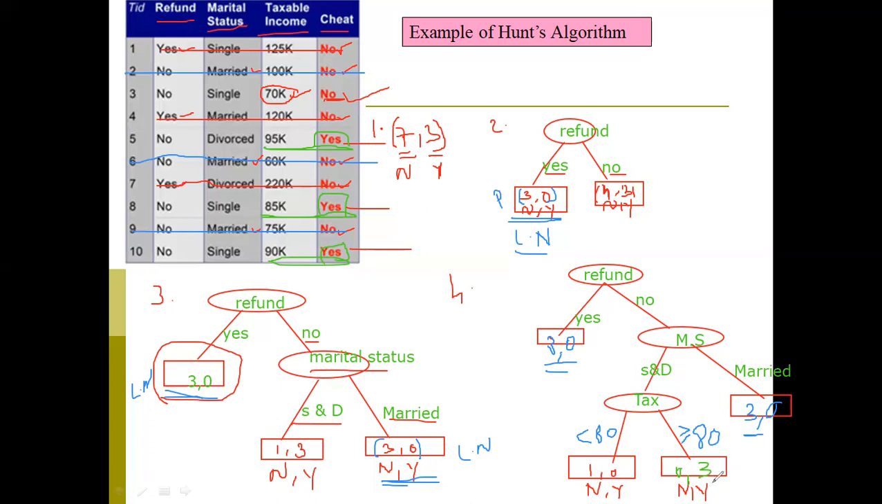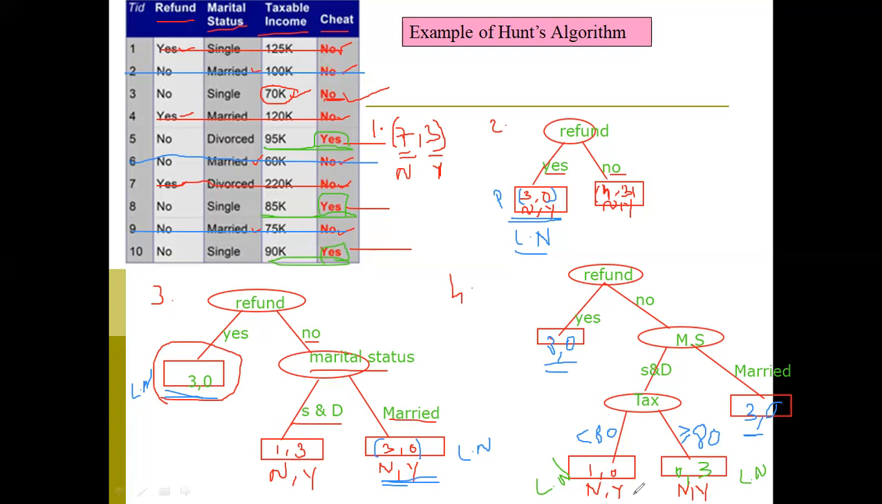So these two nodes are also pure nodes, so you can say that these are also leaf nodes. This is one leaf node and this is another leaf node. Why? Because one of the class label counts is 0, isn't it? So that's why these two nodes are also pure nodes. This is how we construct the decision tree for the given training data set.